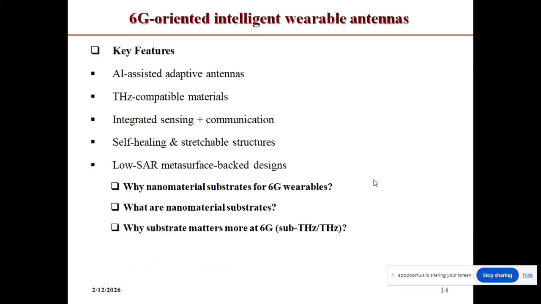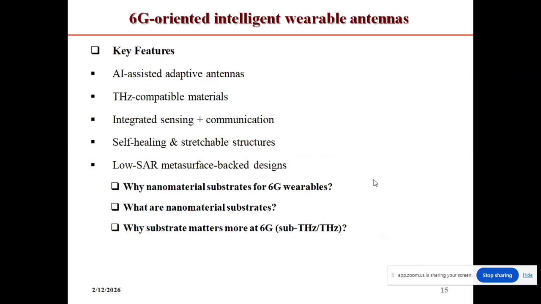6G-oriented intelligent wearable antennas must have some key features: AI-assisted adaptive antennas, terahertz-compatible materials, integrated sensing and communication, self-healing and stretchable structures, and low-SAR metasurface-based design. So why do we prefer nanomaterials for 6G applications? That is the content of this presentation. Why nanomaterial substrates for 6G wearables? What are nanomaterial substrates? Why does the substrate matter for a high figure of merit? These are the questions we need to answer before starting antenna design using these materials.